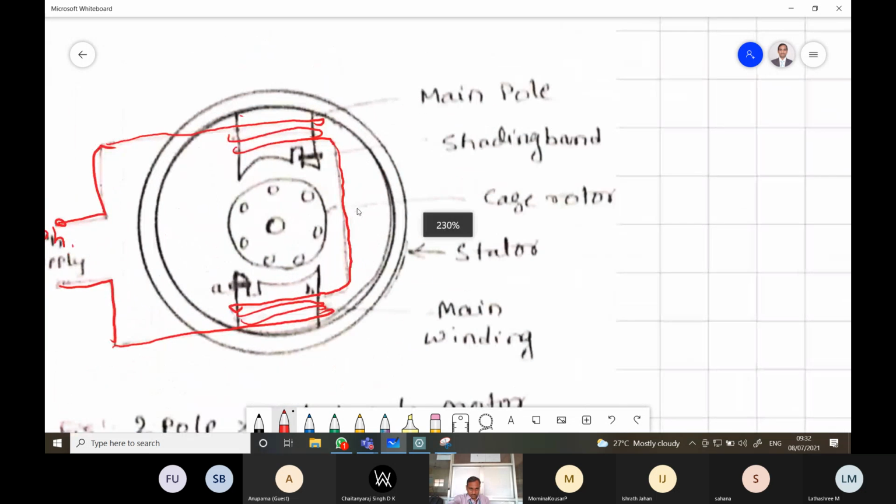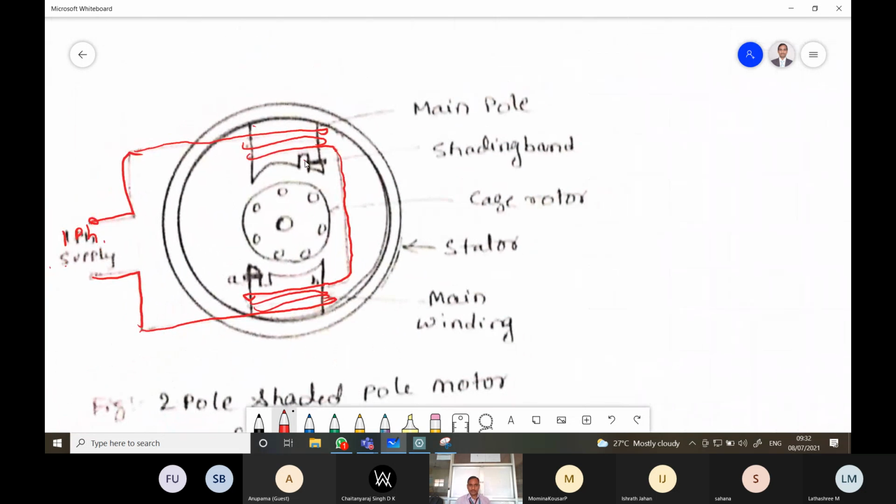Look here. This is called the shading band that is provided here, and the cage rotor. Cage rotor means squirrel cage rotor that is provided inside, and the outside frame is called the stator, and this is the main winding. So this is the construction of the shaded pole induction motor. This motor is simple and self-starting.